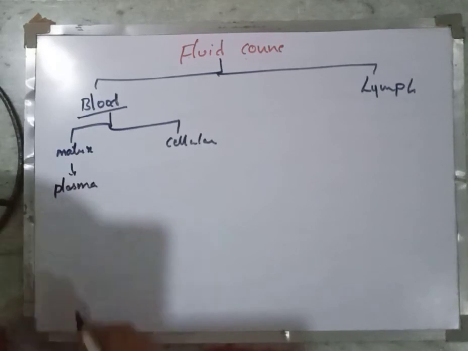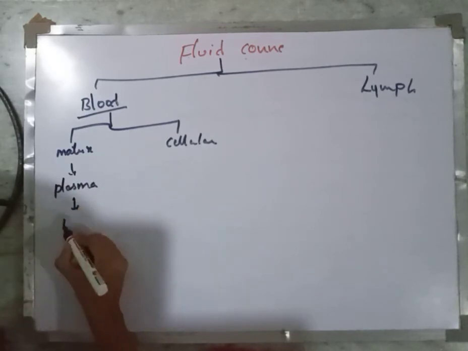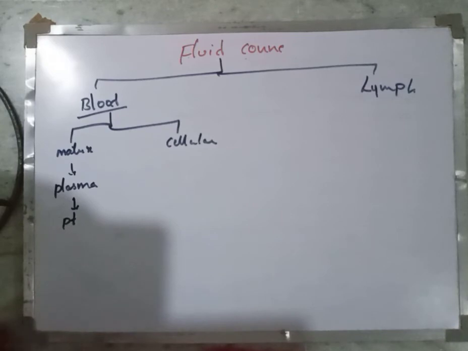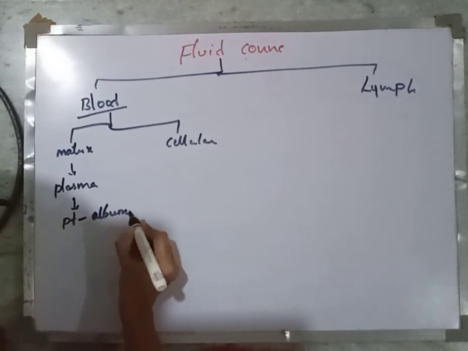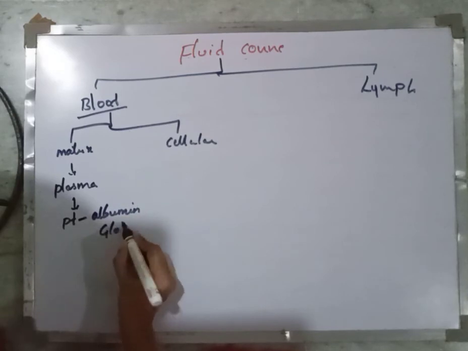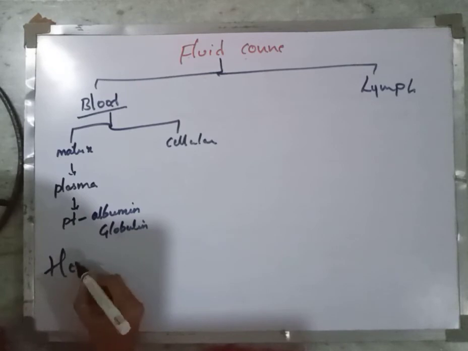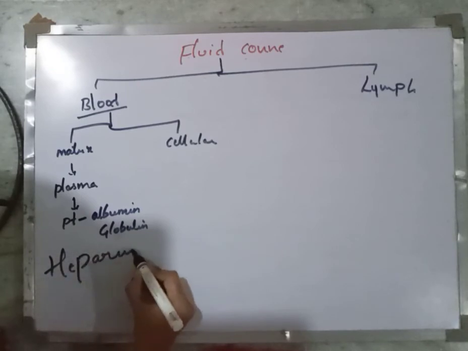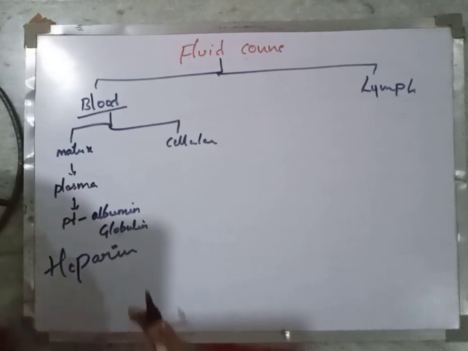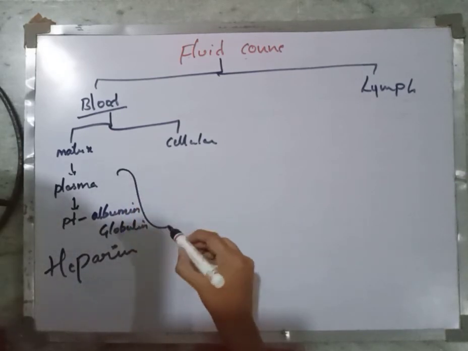So plasma contains proteins such as albumin and globulin, and plasma also contains an important substance called heparin. Heparin is called an anticoagulant, meaning it prevents the blood from clotting. So this is about the plasma.